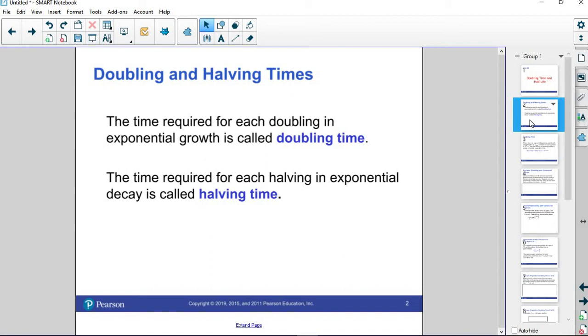So the amount of time it takes an investment to go from $1,000 to $2,000 is the doubling time. The amount of time that it takes a radioactive isotope to decay from 1 kilogram to half a kilogram, that's called the half-time. And that length of time can be determined during experimentation, or it can be determined through some modeling processes, and we're going to talk about some of those here in this video.